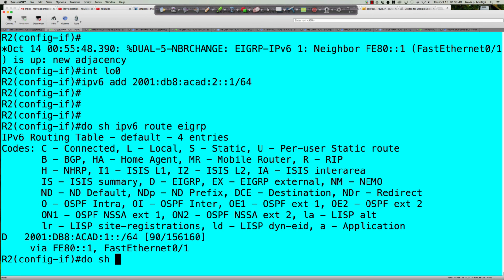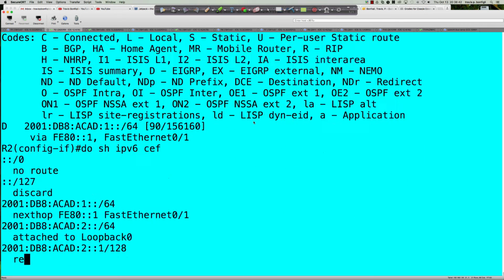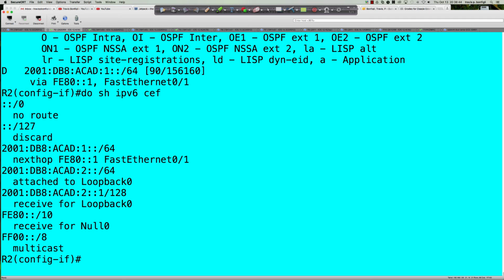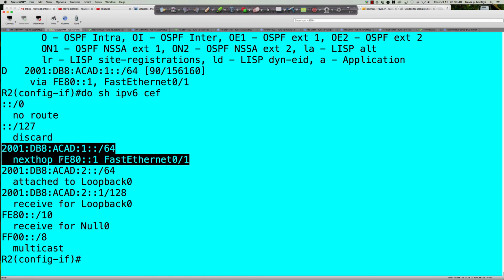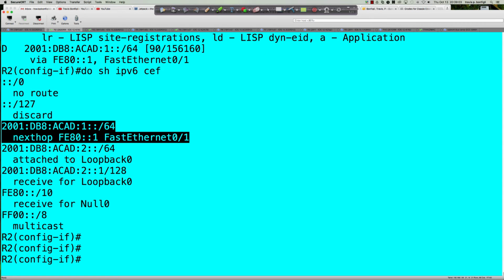So now when I say do show IPv6 CEF, do we pick that up? Absolutely we do. Take a look. There it is right there. And so again, this is the IPv6 FIB. And we simply switch out the IP for IPv6 in our command syntax, and now we're looking at the IPv6 FIB. Well, what about the IPv6 adjacency table?